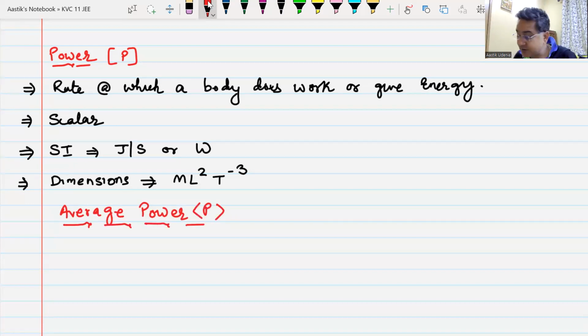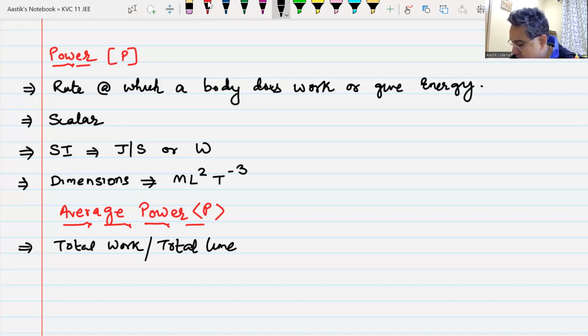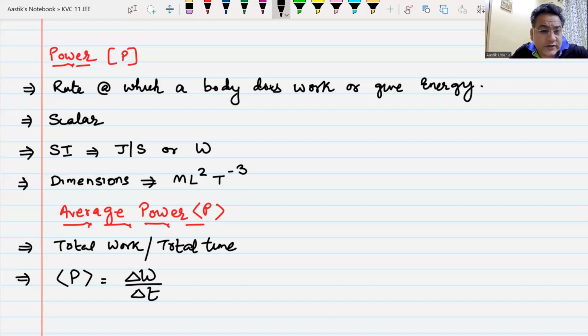What do you mean by average power? Average power is total work divided by total time. Average power is delta W, total work, divided by delta T, total time. I'll give you 1 minute to note it down. Well, average power is total work divided by total time.